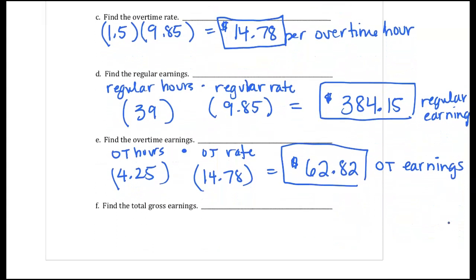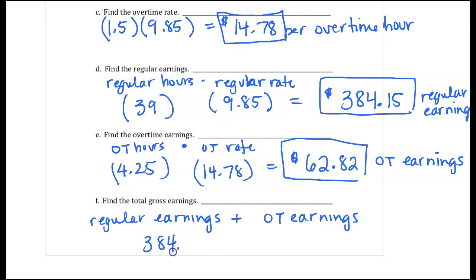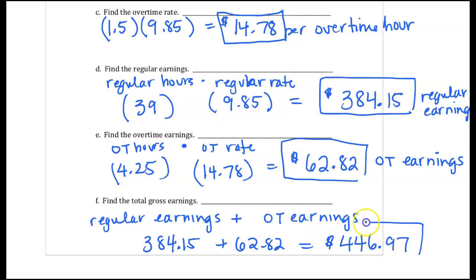And part F, our total gross earnings, similar to our previous questions. We're going to take our regular earnings plus our overtime earnings. $384.15 and $62.82 for a gross total of $446.97 for our gross earnings. And gross really means the total amount you've earned before taxes.